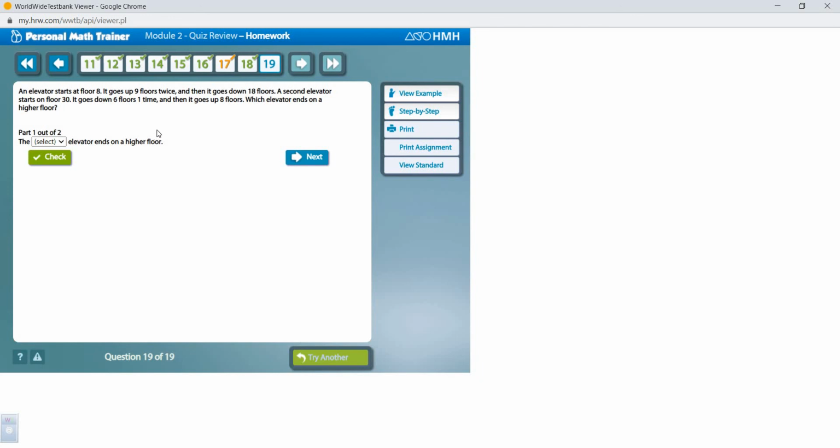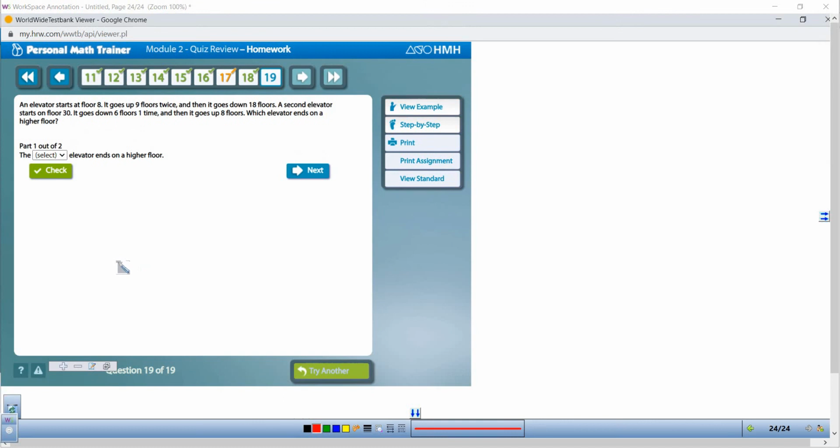Okay, last one. An elevator starts at floor 8. It goes up 9 floors twice, and then it goes down 18 floors. Okay, so we are starting at floor 8, so we're at a plus 8. It goes up 9 floors twice, so it goes up 9, and then it goes up 9. And down here, by the way, is 0. It's up at 8, or at least that's where it's starting. Then it goes up 9 and then up 9.